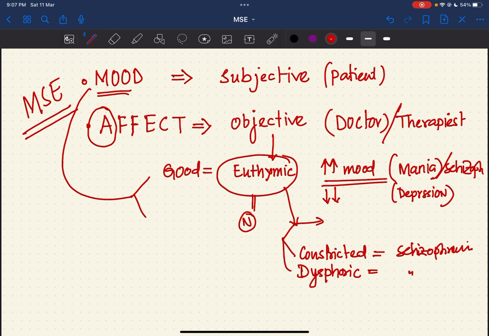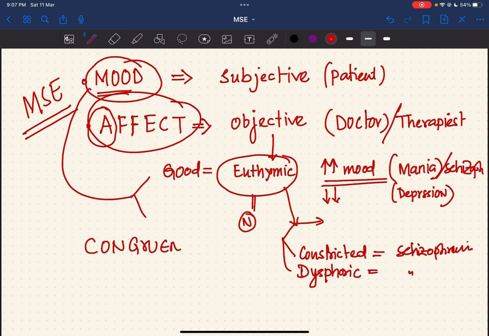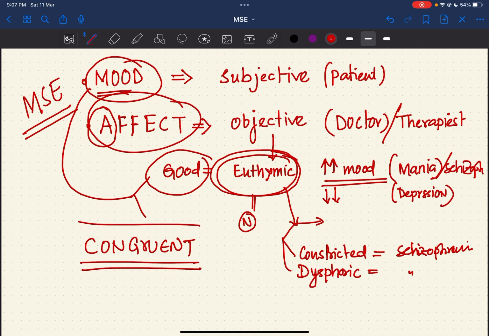Now we have to understand about the mood and affect, whether mood and affect are congruent or not. Now what is congruent, right? Congruent or not. Now if patient says he feels good and objectively we see patient is euthymic, normal, then we call it congruent, right? Now if the patient is saying that he feels very good, but we see the affect is constricted, that means mood is good and affect is constricted, that means it is not going in the same direction. Here it is good, here it is constricted, matlab bad. So in case it is not congruent, then we call it incongruent, right?